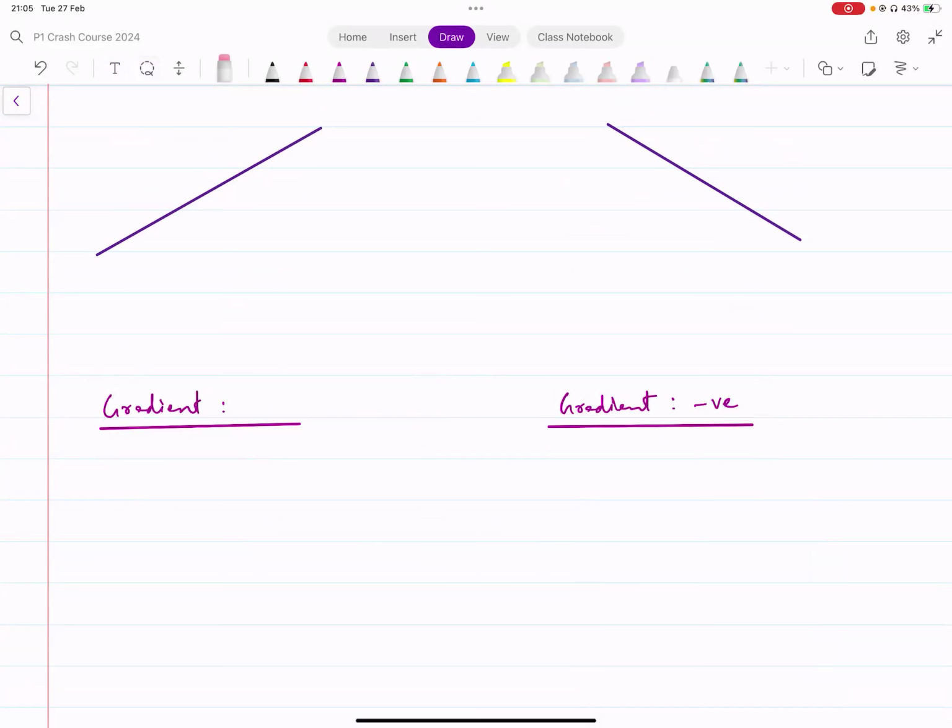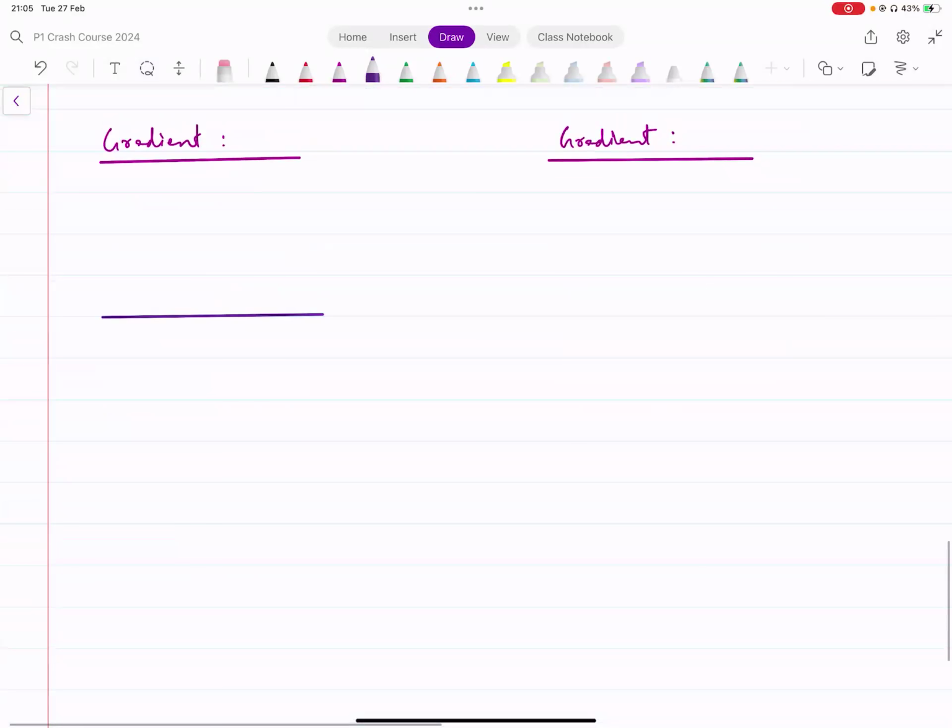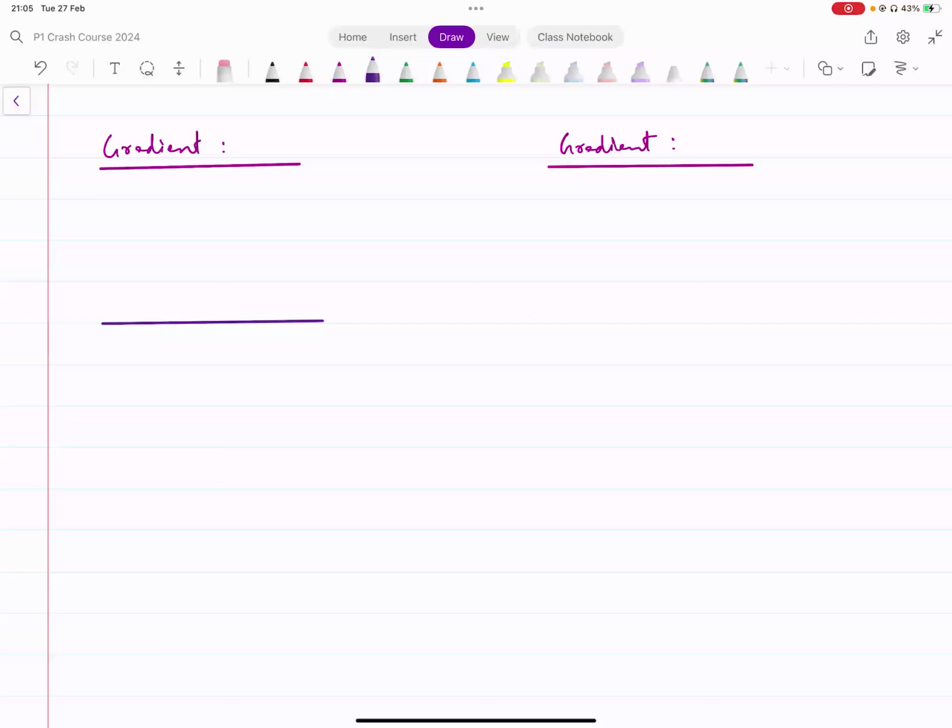There are also other possibilities. You could have, for instance, a line that looks like this, a horizontal line. What's the gradient of this horizontal line? Horizontal lines have a gradient of 0. Why is that? Because the y is not even changing. For every 1 unit change in x, there's no change in y. So numerator is going to be 0.